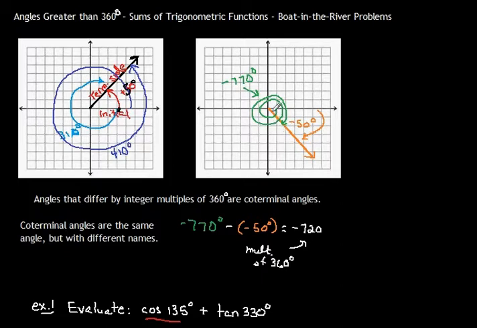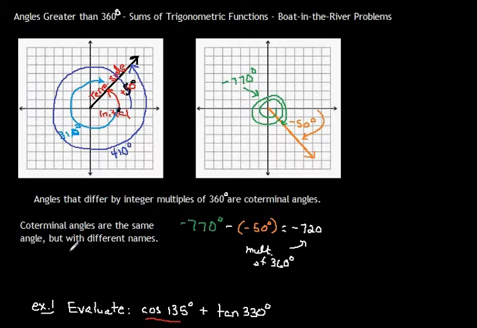Okay, here's another example. Here's an orange angle. If I go from the initial side to the terminal side, it's going to be negative 50. If I go from the initial side in a negative direction around once, around twice, and a little bit more, this is going to be negative 770. You can see negative 770 and negative 50 are coterminal angles because if you subtract them, it's a multiple of 360. So that's a little bit of terminology for you.